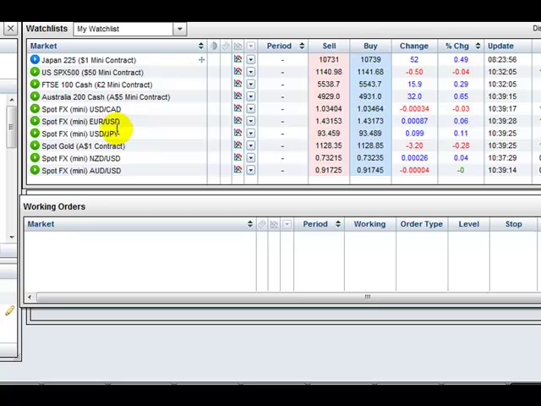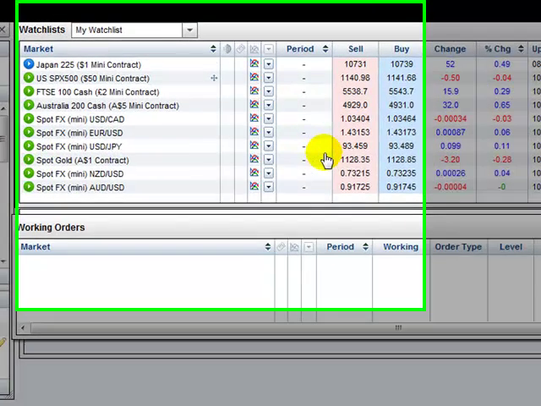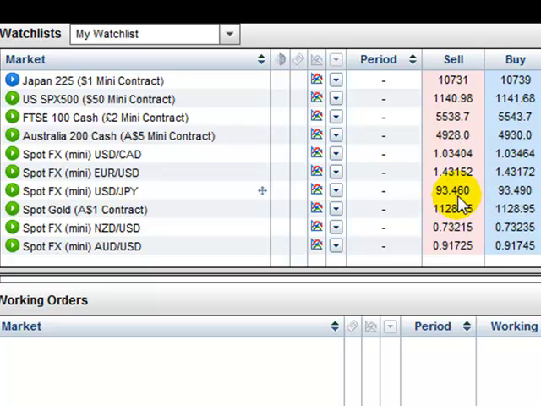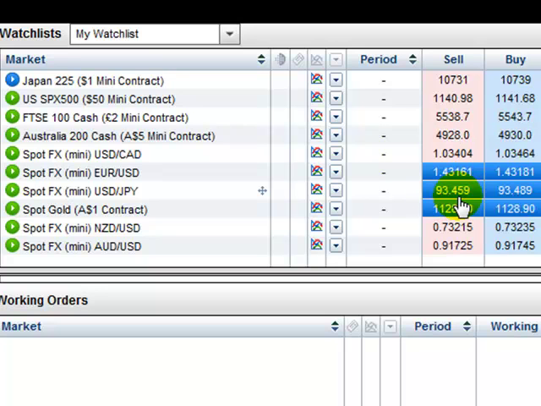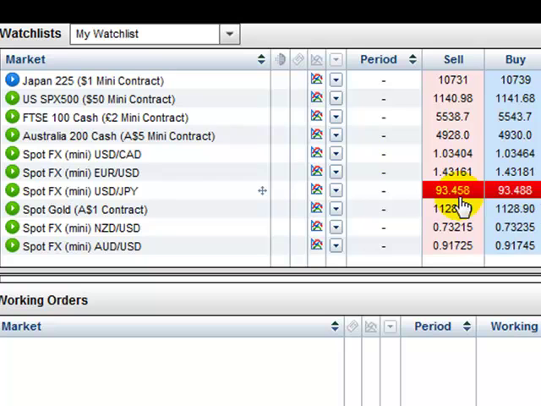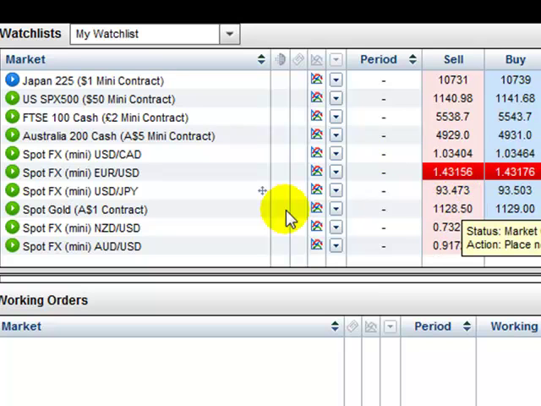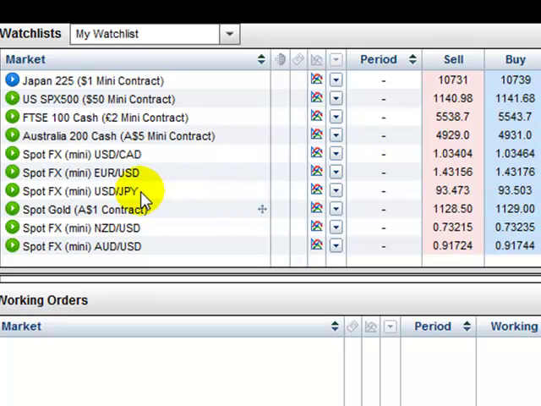Now, we have the USD JPY here. It is currently trading as a buy at 93.48 or as a sell at 93.46. What that means is there is actually a 3 pip spread on this currency pair at the moment. And what that means is that's just really the commission that is paid to the broker.